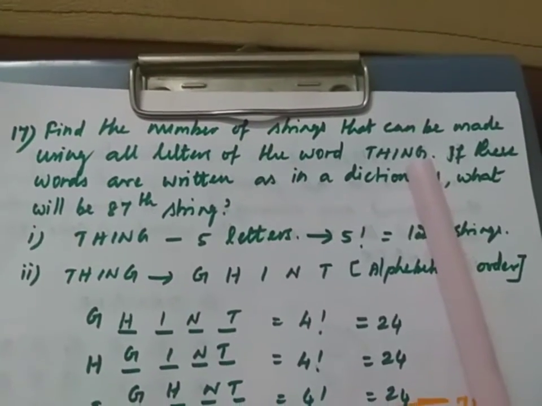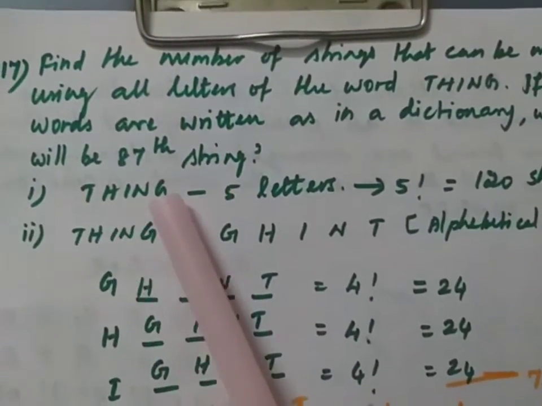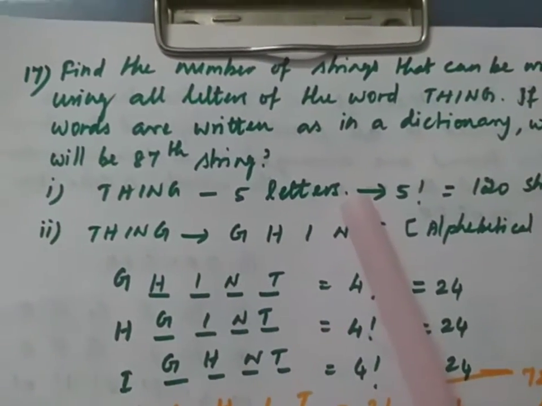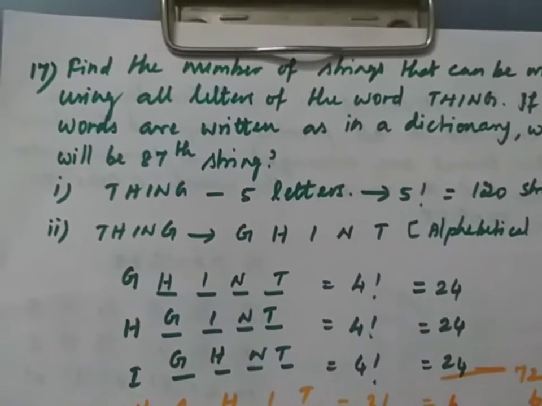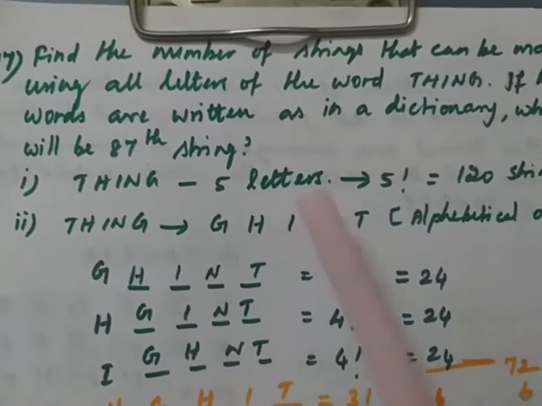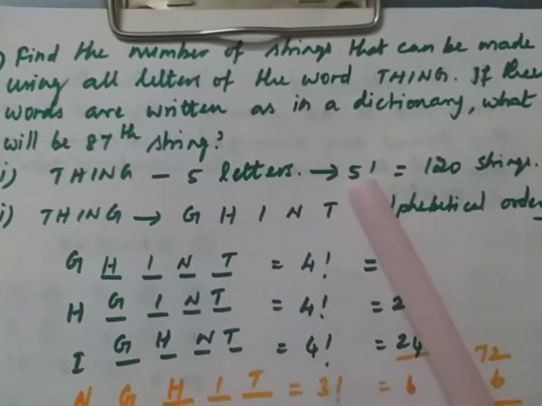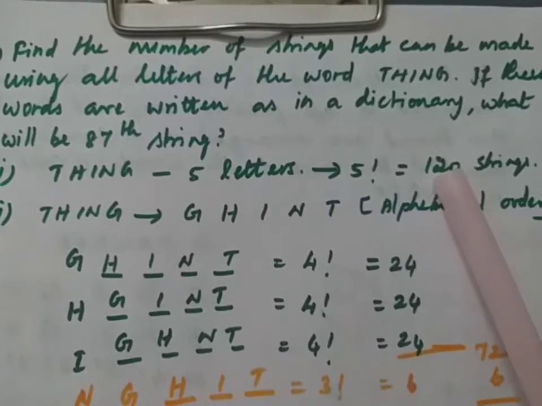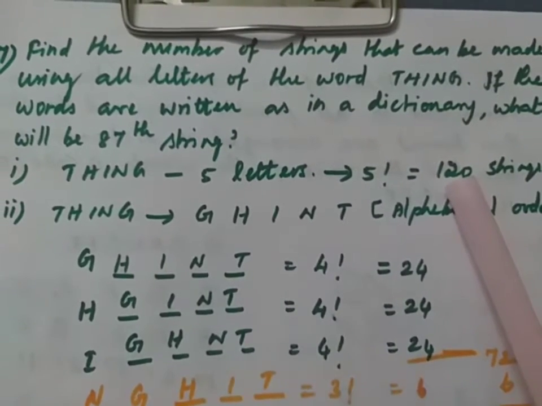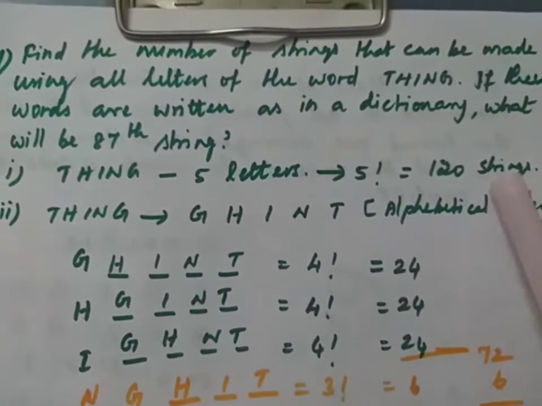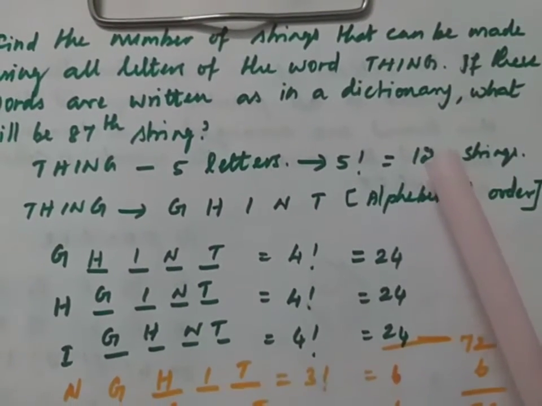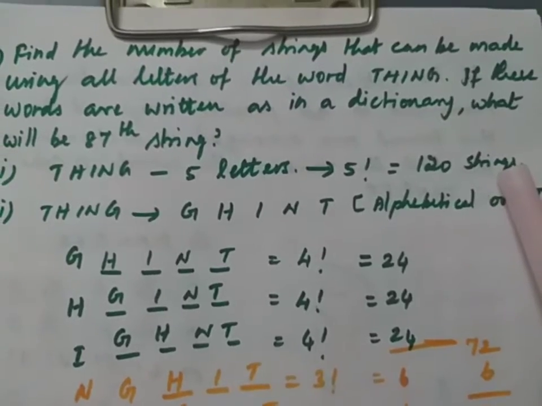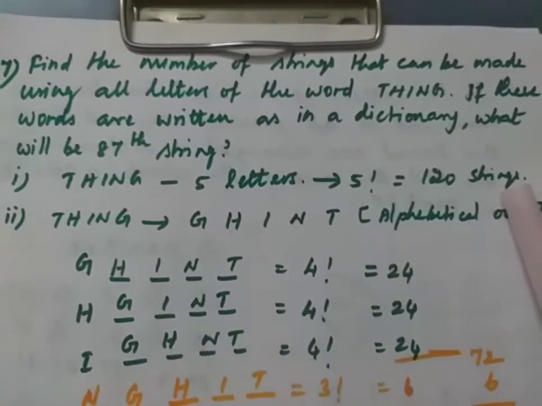Okay, let me answer the first one. That word is thing, which has 5 letters. If the 5 letters can be used, there are 5 factorial possibilities. That 5 factorial is 5 into 4 into 3 into 2 into 1, which is equal to 120 strings. So from the word thing, we can make 120 strings here. This is the answer for the first question.